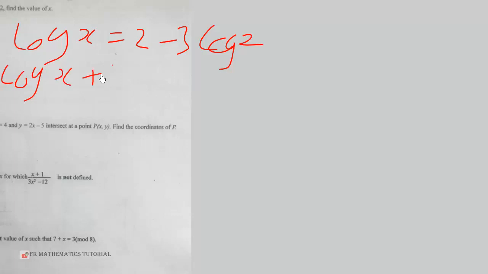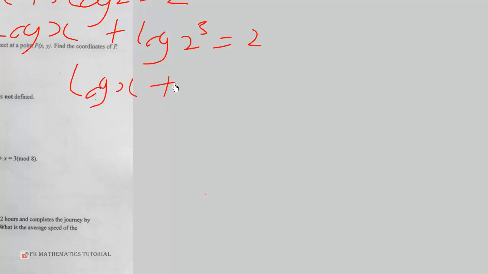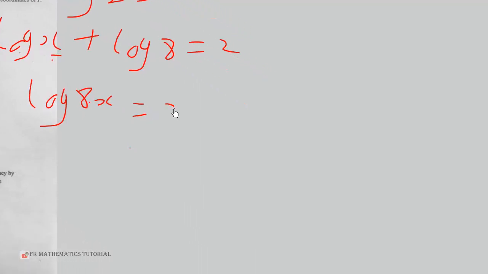Question 41. If log x is equal to 2 minus 3 log 2, find the value of x. So log x plus 3 log 2 is equal to 2. So log x plus log 2 cubed is equal to 2. So log x plus log 8 is equal to 2. So you use the laws of logarithm: 8 times x, 8x, is equal to 2.